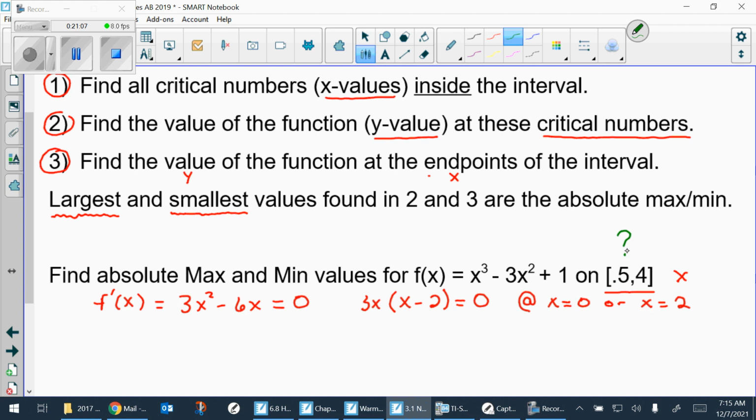Okay, so now I'm going to move to step 2. Step 1 has been accomplished. Step 2, find the value of the function at these critical values. I'm going back to the original function. I am finding f of 0. I'm putting a 0 into my original function here. And when I do that, I believe that I get 1. I've got to put the other critical value in there. I've got to find f of 2. What's the y value when x is 2? And if I do that correctly, you try it, I think you get -3.